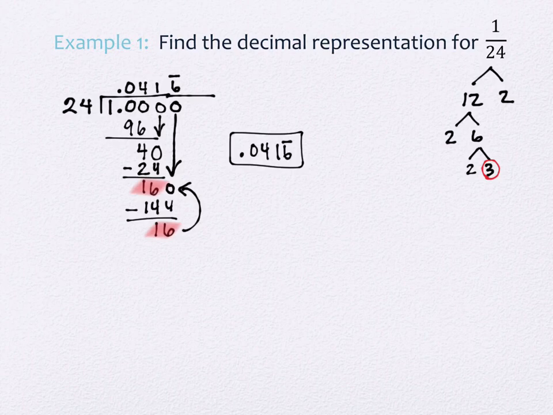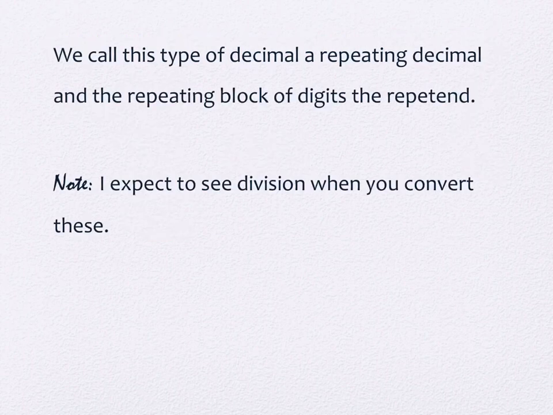Okay, so we call this kind of decimal a repeating decimal. And the repeating block of digits is called the repeat end. So in our last one, the repeat end was the number 6. And there's a note here that I've already said out loud, but I'll say it again. I expect to see the division when you do the conversion on these, because in reality, that is what your students would be doing at this point. They would still be showing the division. So we're going to show it for the sake of that as well for the moment, okay?